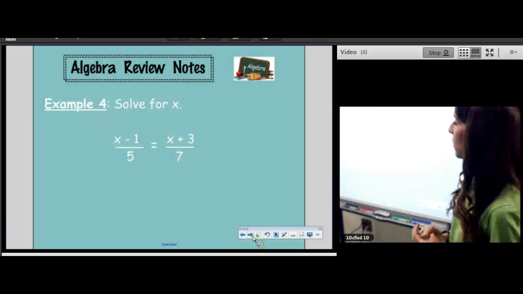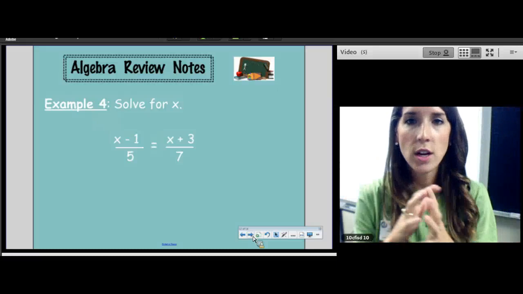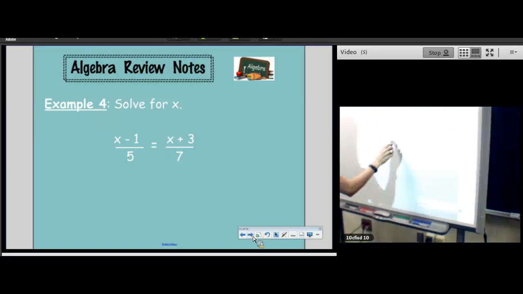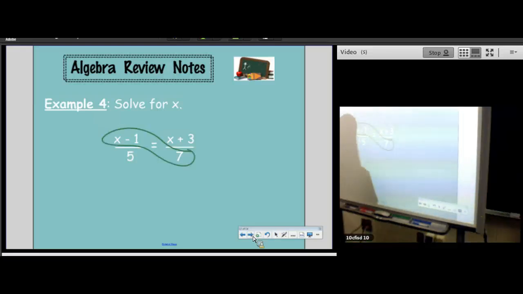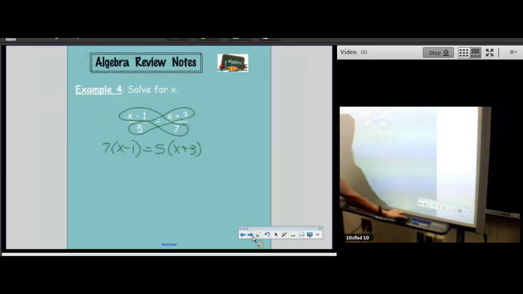All right, last one because we don't have time for anything else. When you have a fraction equals a fraction, you're going to do something called cross multiply. So to solve this, we're going to cross multiply, and we're going to make sure that we distribute. So this is 7 times x minus 1 equals 5 times x plus 3. That is called cross multiplying. So then we're going to distribute 7x minus 7 equals 5x plus 15. And then you get to move stuff around.